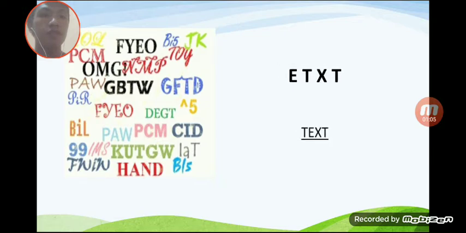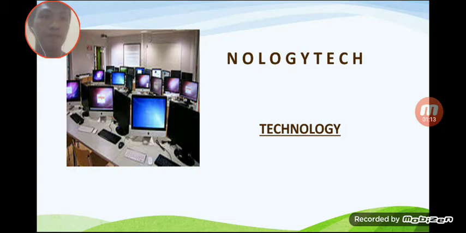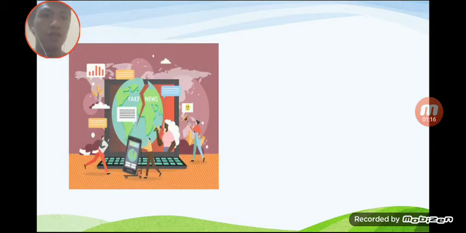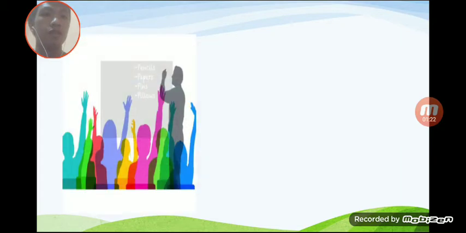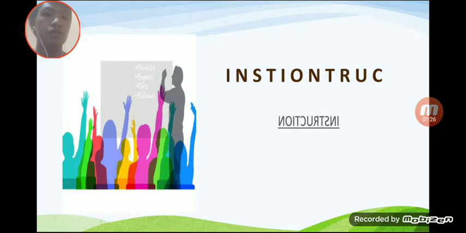text, and the second one, technology, and the third, media, and last, instruction. Those are the jumbo letters related to our topic for this day. So let's start.